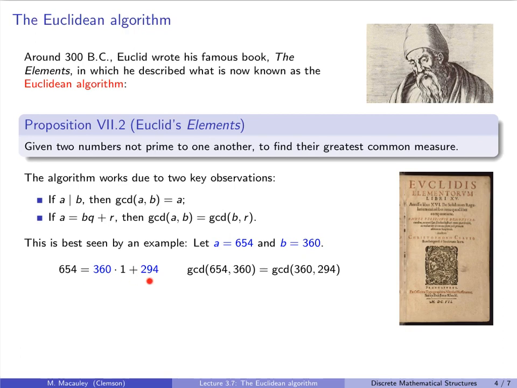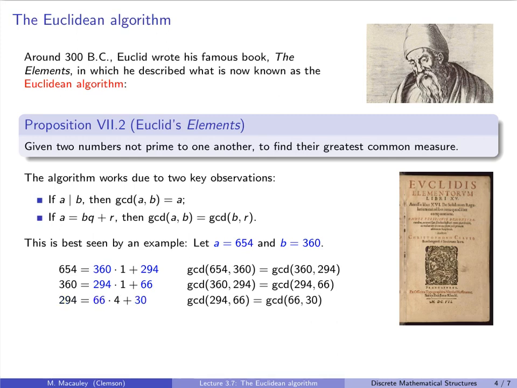Now we're going to repeat this process, but instead of these two numbers, we're going to use these two numbers, 360 and 294. So if we divide 294 into 360, we get a quotient of 1 and a remainder, this one I think you can do in your head, of 66. So 360 equals 294 times 1 plus 66, and the GCD of 360 and 294 is equal to the GCD of 294 and 66. So we repeat this process. We divide 66 into 294. I think we get 4 or something. This one I can't do in my head, but I do have it right here. 294 equals 66 times 4 with a remainder of 30. So the GCD of 294 and 66 that we were trying to compute is equal to the GCD of 66 and the remainder 30.